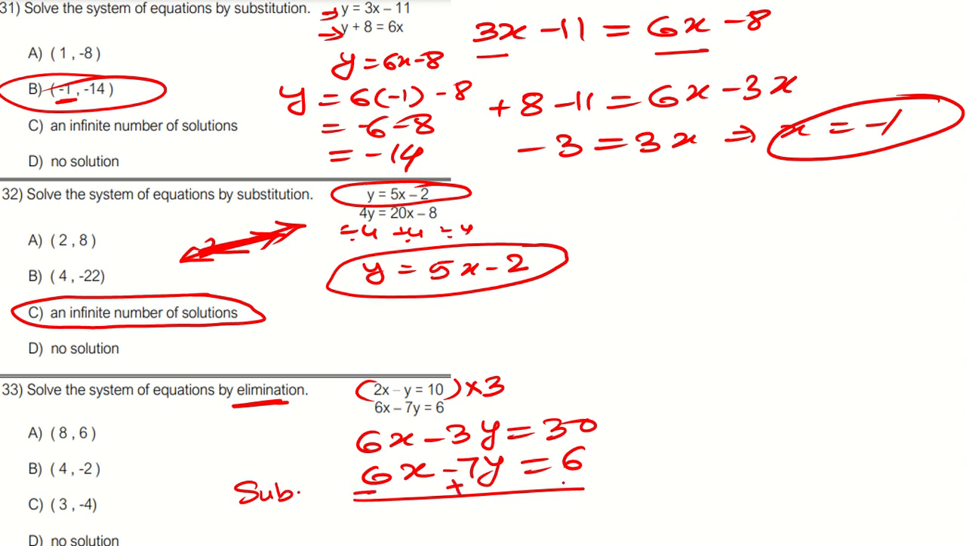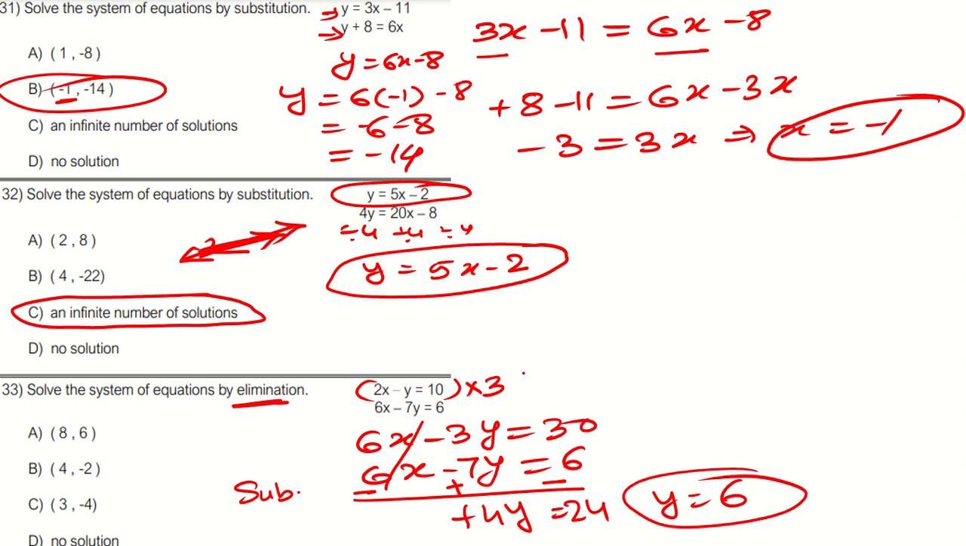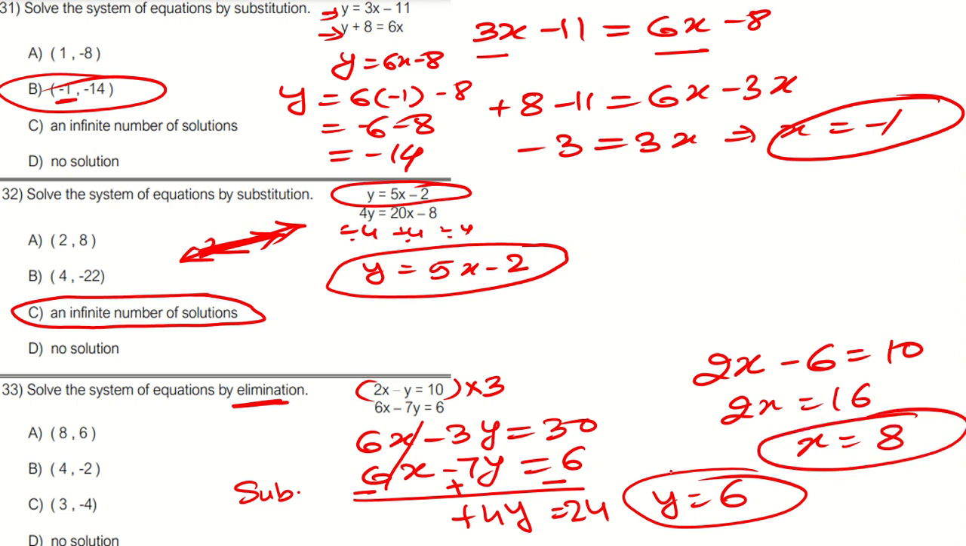What we do in subtraction is the sign of the second equation will be changed. If it is positive, it will become negative. If it is negative, it will become positive. Now this is cancelled. Minus 3y plus 7y is plus 4y, equal to 30 minus 6 is 24. So y is equal to 6. Now plug in the value of y in any equation. I'm putting it in the first one: 2x minus 6 is equal to 10. So 2x is equal to 16, which means x is equal to 8. So 8 and 6 are the correct answer.